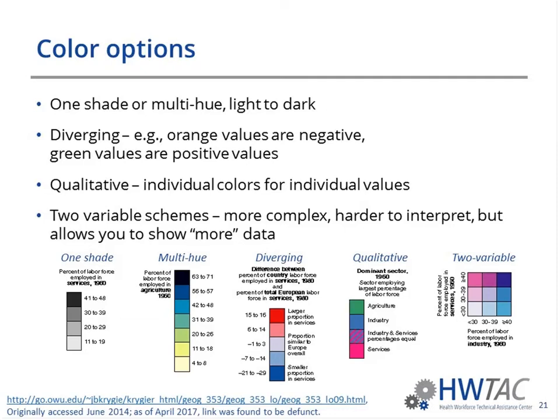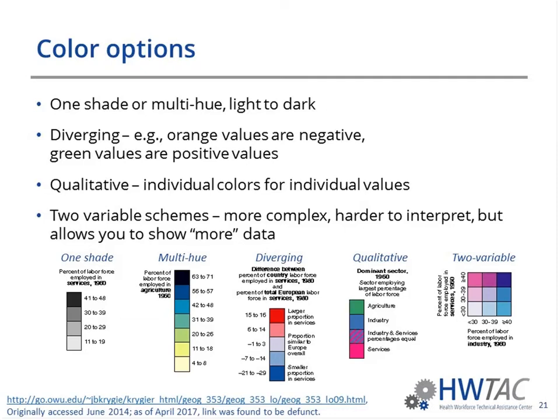You can do a diverging color scheme where you have, say, in this example here at the bottom center, blue as the negative values and red as positive values. You have qualitative color schemes where one color is one particular value. It's not hierarchical necessarily. It'd be like having A, B, C, and D. And A is red, B is blue, C is yellow, and D is purple.